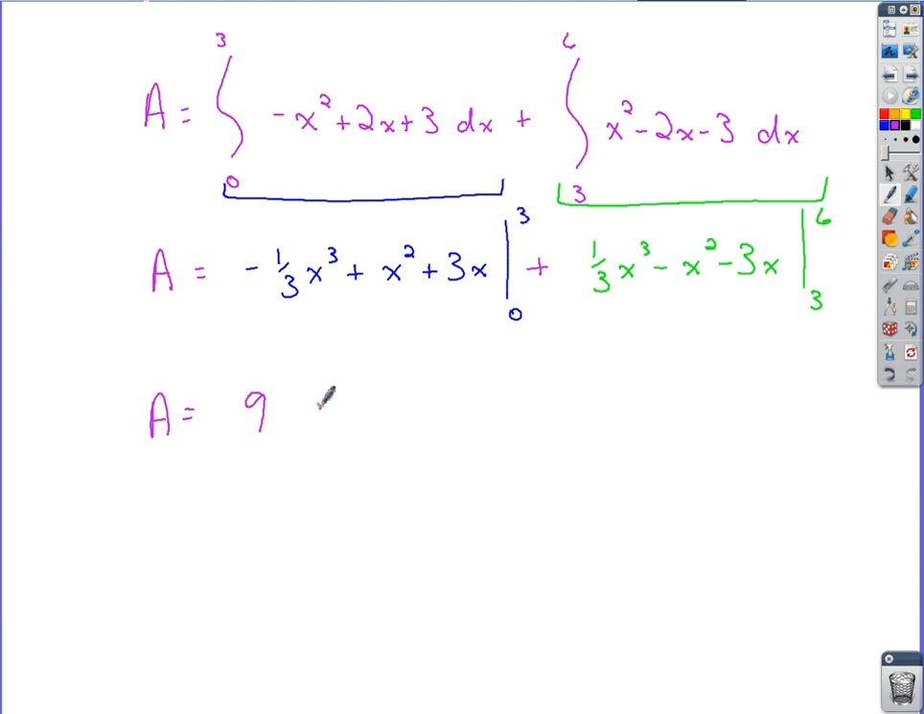We're adding on. Same idea for this next one. Take 6, plug in for the x's. Take 3, plug in for the x's, subtract. If you do that correctly, want to verify it, get 27 back, meaning your area between these two curves is going to be 36. Just that easy.